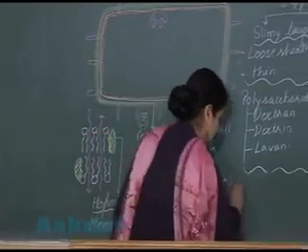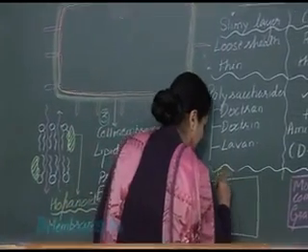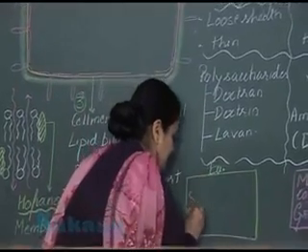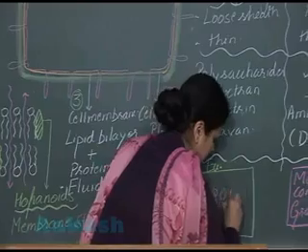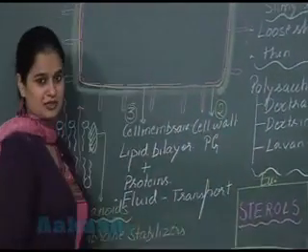So let's write it down. For the eukaryotes, you write this abbreviation EU. So which is the membrane stabilizer here? That is sterols.